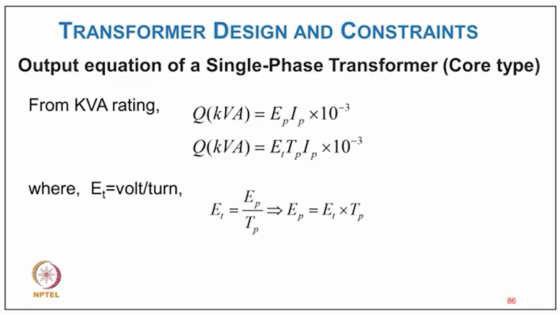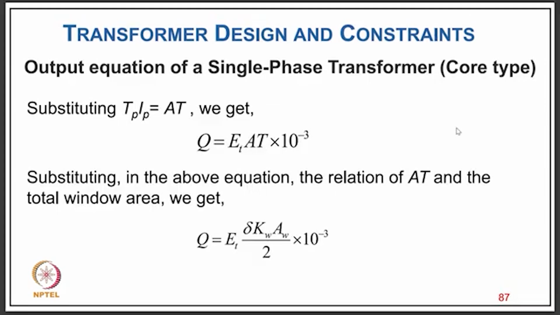And now we go to the kVA rating, again the output equation, Q equal to kVA equal to EP IP into 10 power minus 3. We can write Q equal to ET into TP into IP into 10 power minus 3, where ET is the volts per turn. So the total voltage of primary divided by total number of turns gives you the volts per turn here. We are just putting the value of EP in terms of ET into TP. Now we can substitute TP IP equal to AT.